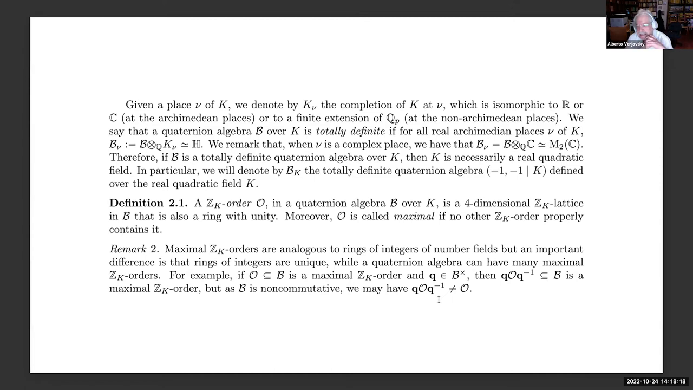So you might think of this, for instance, for the field Q, the integers. Maximal orders are very analogous to rings of integers of number fields, which are usually lattices. But a difference here is that the ring of integers of a field is always unique, whereas in a quaternion algebra we can have many maximal orders. And here's the idea: we can twist the order by an element of norm one, and that makes it not unique.